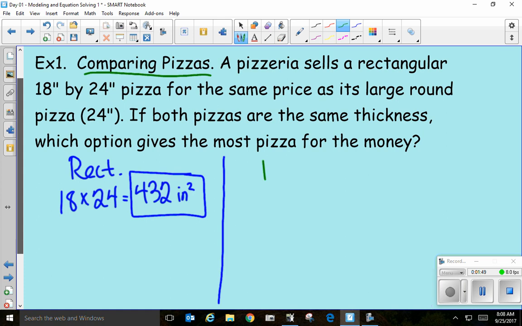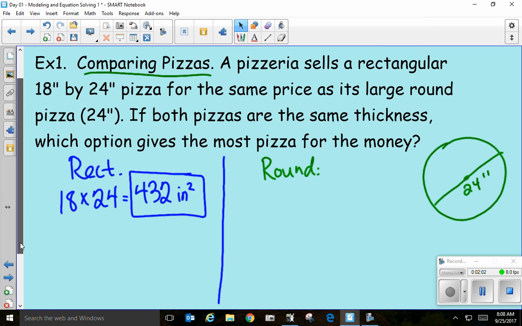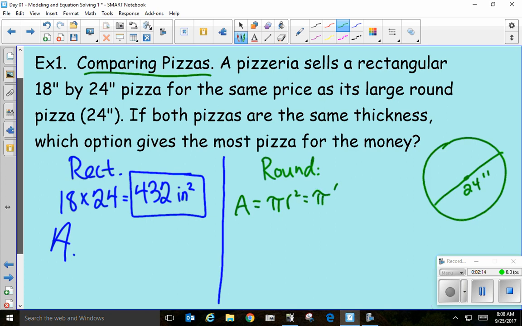Now we are going to look at the round pizza. That is 24 inches. That means, here's the middle, it has a diameter total of 24 inches. So if this is the area of a rectangle, how do I find the area of a circle? Pi r squared, which in our case is pi times the radius, which is 12. It's half of the diameter. So that is 12 squared.